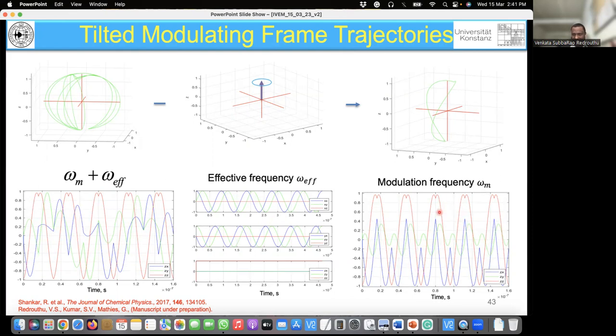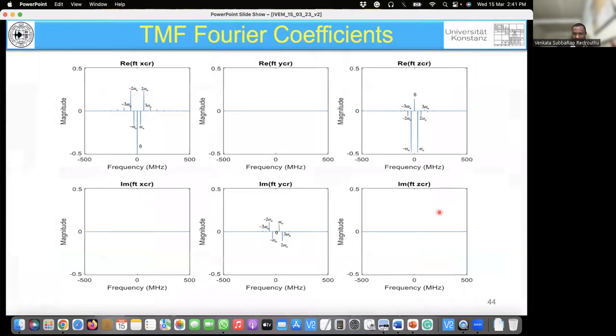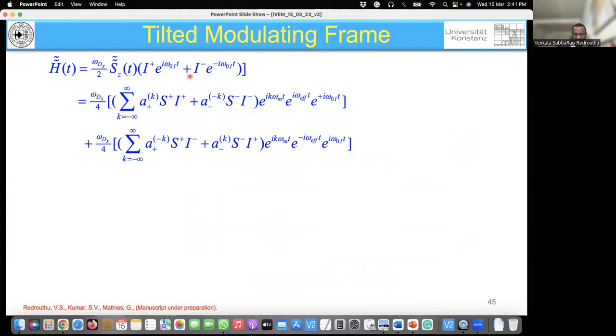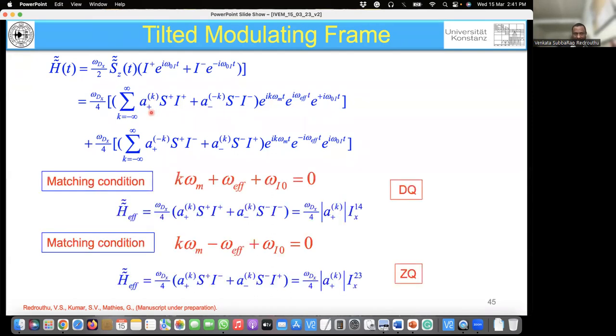Once we have only the modulation frequency dependence, we can simply Fourier transform to get the different frequencies and the corresponding Fourier coefficients. Here it is the frequency of 3 modulation and higher harmonics, and they have different Fourier coefficients. So we can substitute these Fourier coefficients corresponding to different frequencies in the SZ of t, which has an infinite number of Fourier frequencies and their corresponding Fourier coefficients, and then finally we can calculate the effective Hamiltonian.